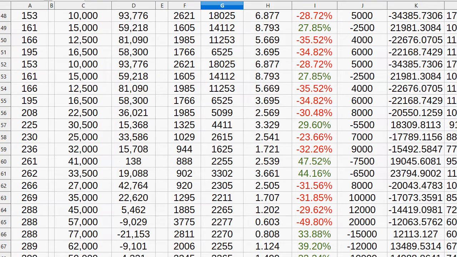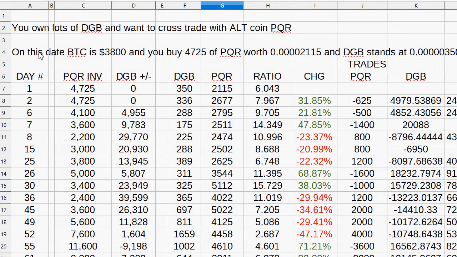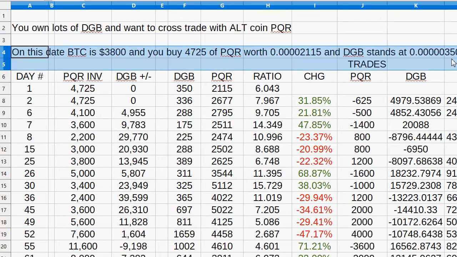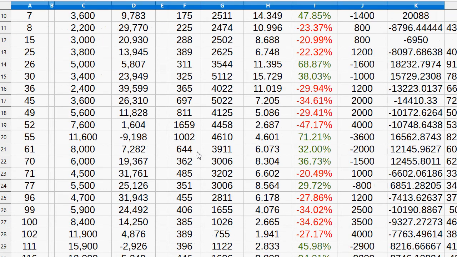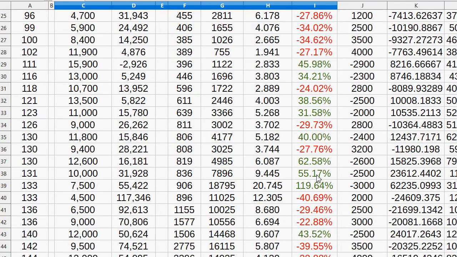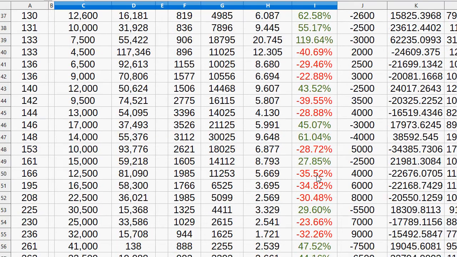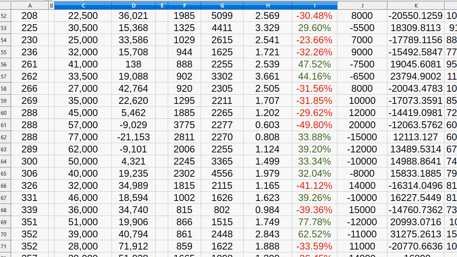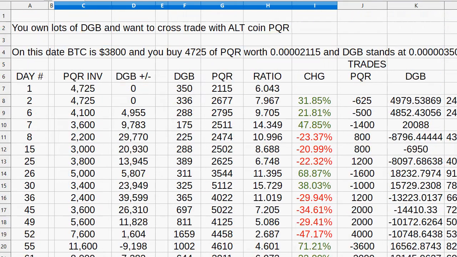But when I said this at the start, on this date, Bitcoin was 3,800. Well, what does that have to do with anything? Bitcoin's price against the dollar was never included in this example.